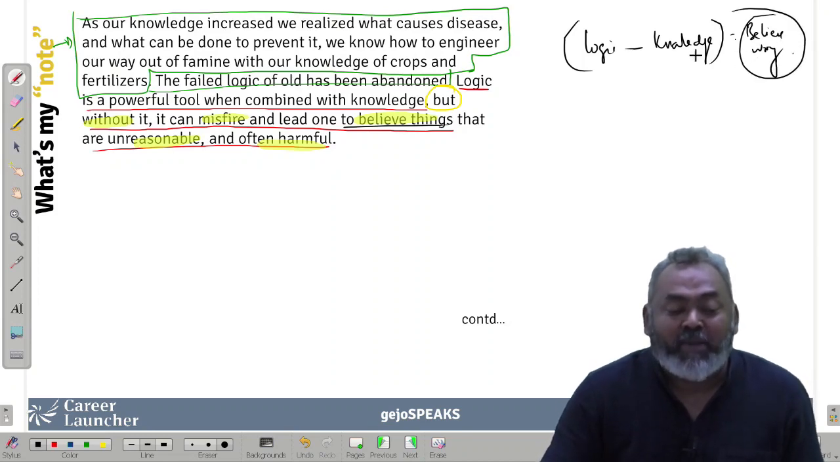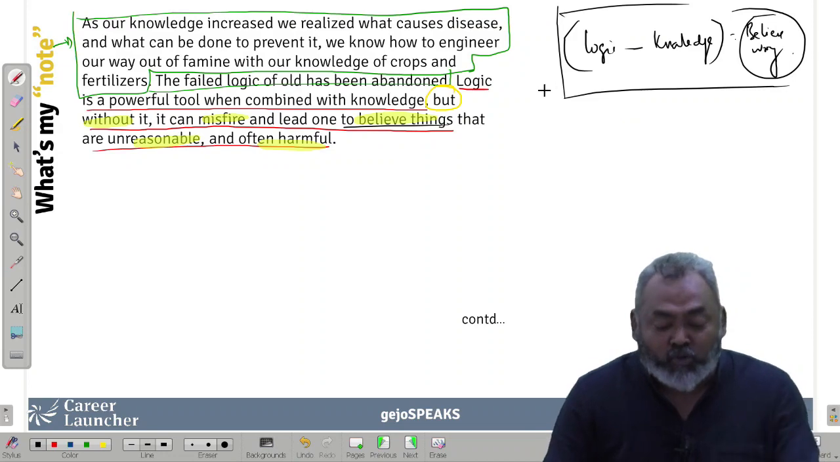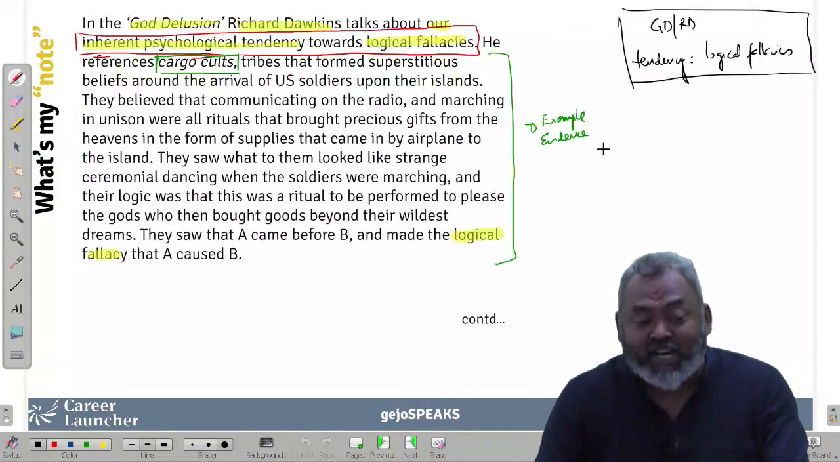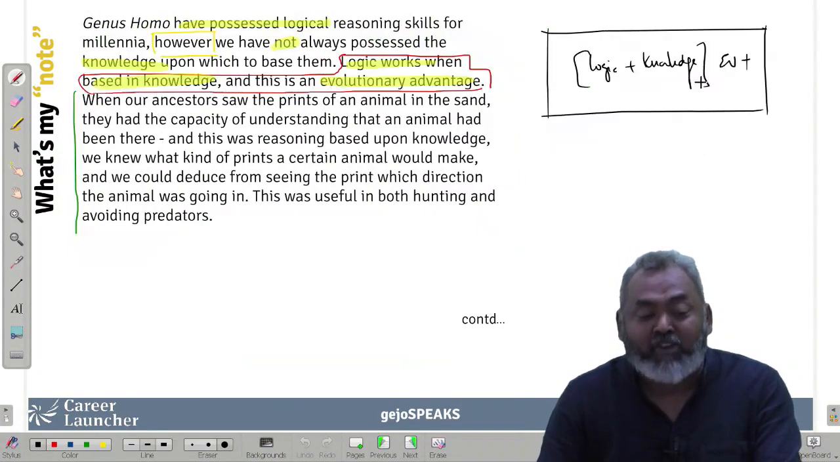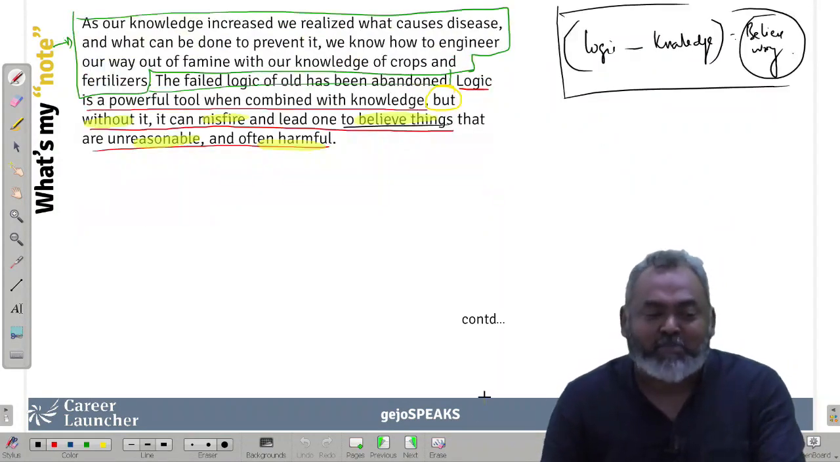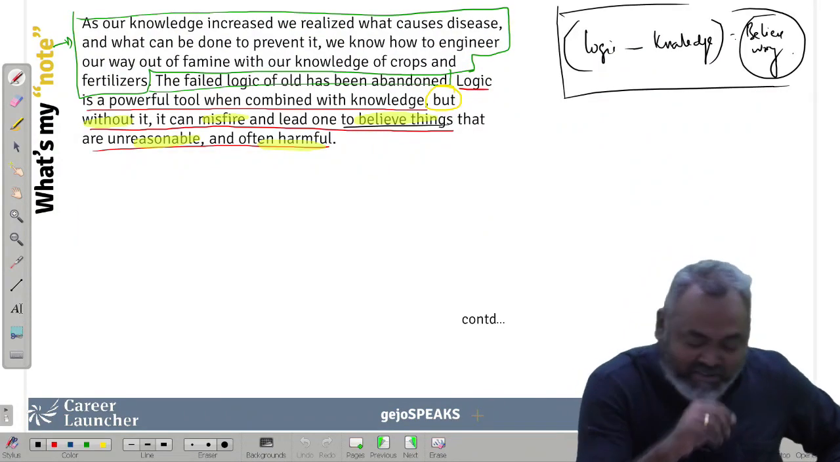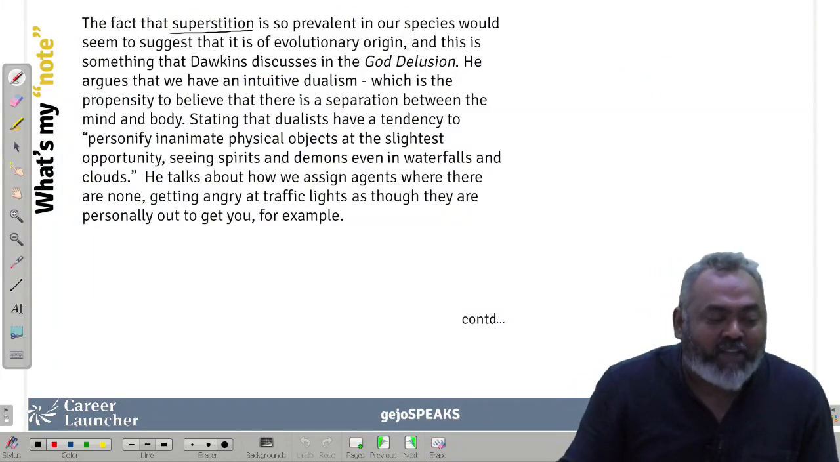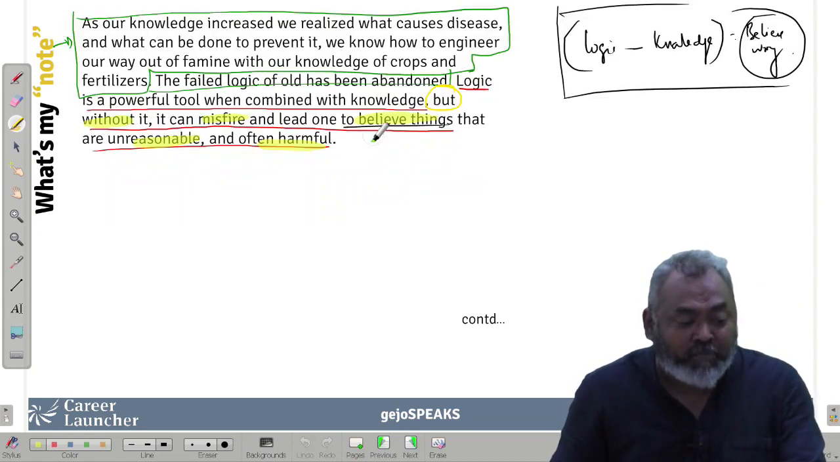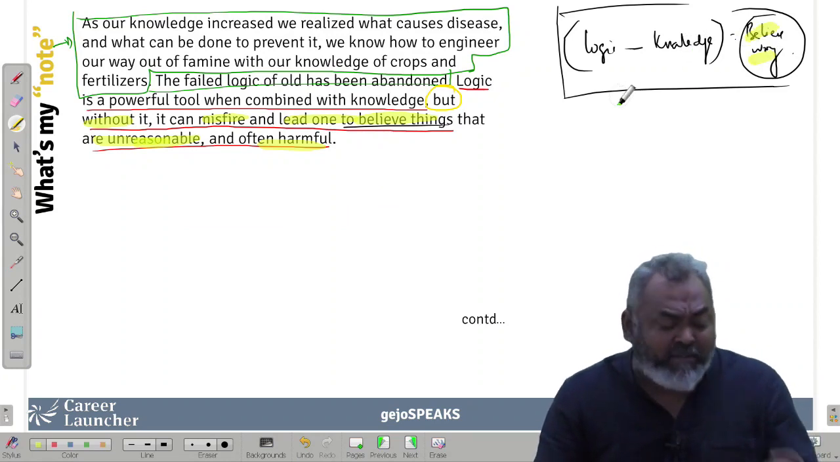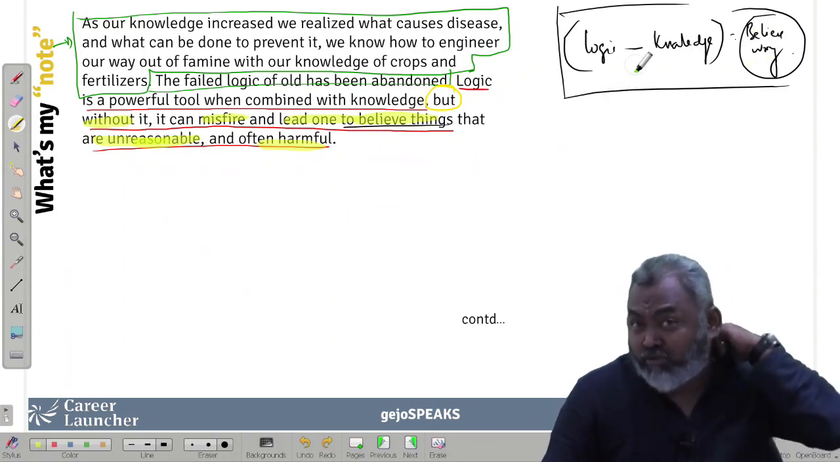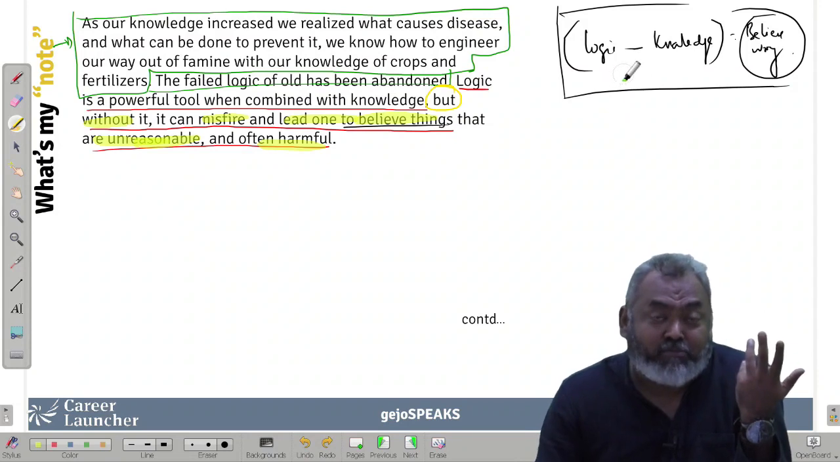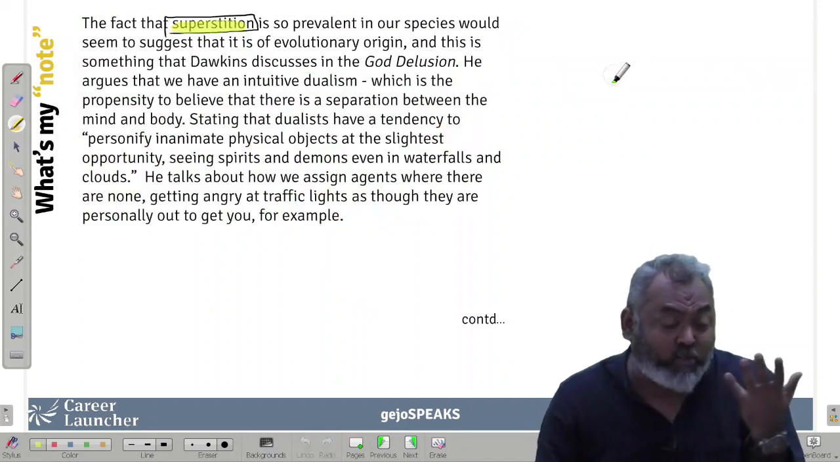Okay, so that's what is being claimed here. If you look at the map, it starts by saying tendency towards logical fallacy, logic plus knowledge is awesome, logic minus knowledge, bad. Next paragraph. That's where the discussion is heading towards: superstition. Superstition makes sense. In the previous paragraph, it talks about wanting to believe things that are unreasonable, believing wrong. So that's superstition. Basically saying that logic minus knowledge creates superstition. I think that's what he's arguing.